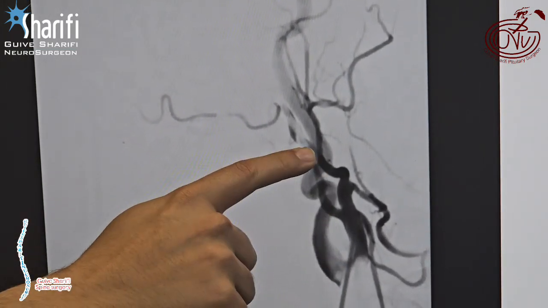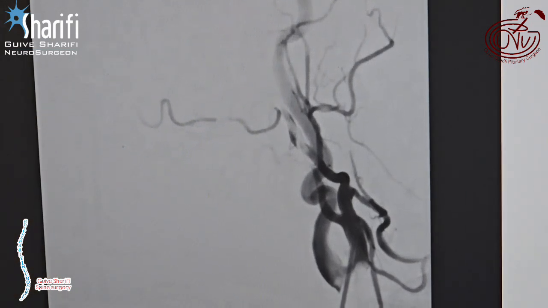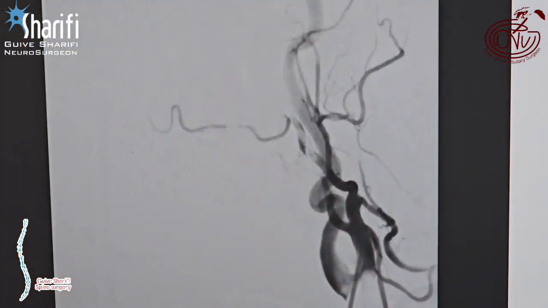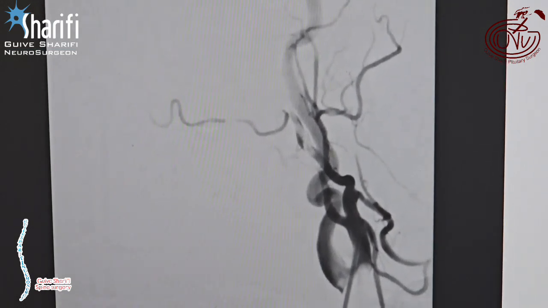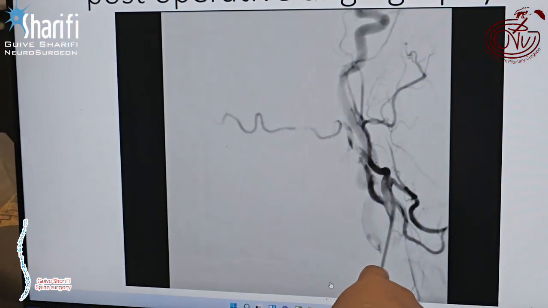This is the occipital artery. There is no remnant of the nidus of the fistula. This is the rest of the external carotid artery, and that's the reflux inside the internal carotid artery. Please describe this. Come back.